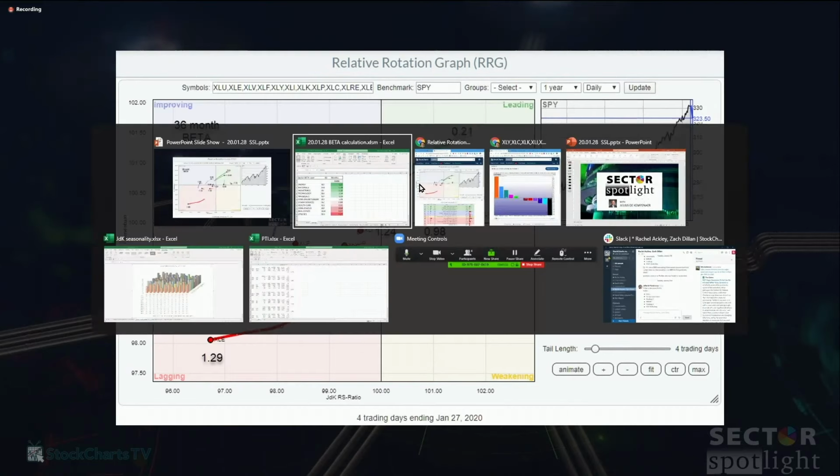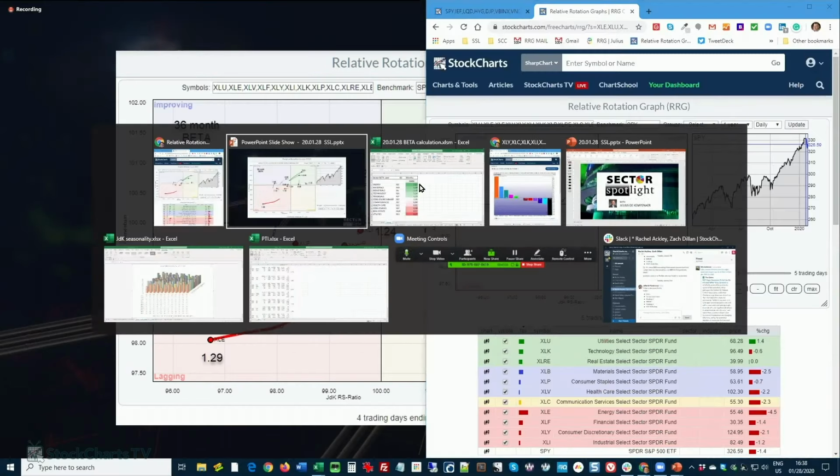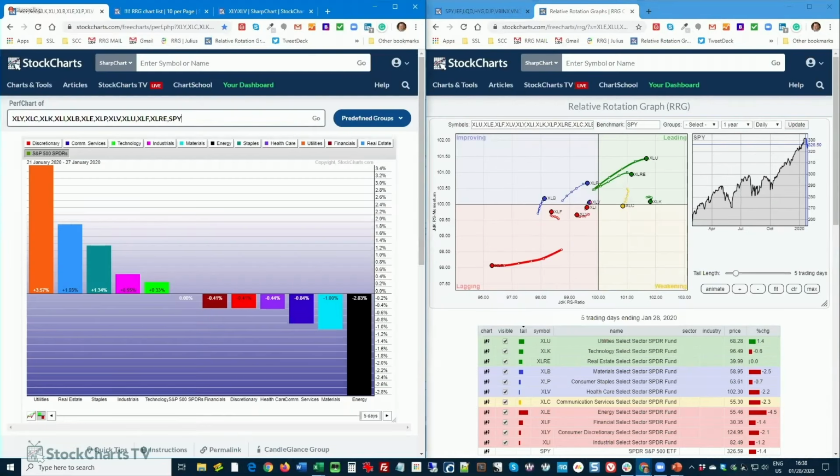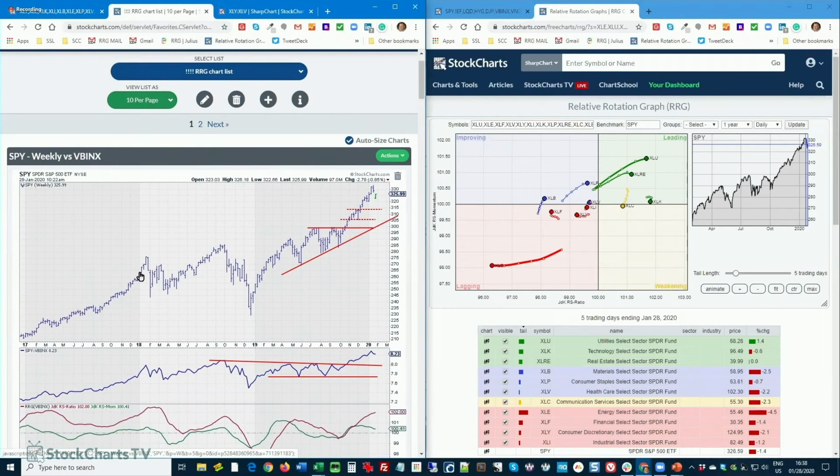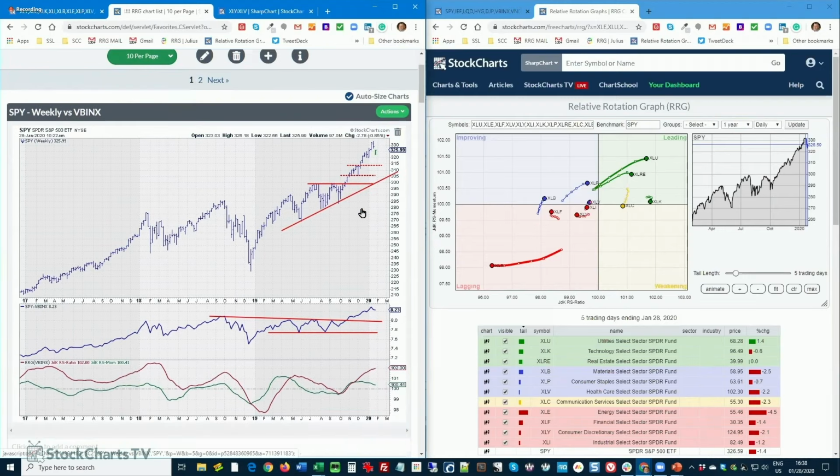Let's get back to some charts here, and I'm going to bring my chart list back up. This is SPY. As you can see, it's a pretty drastic dip, but in terms of trend, nothing much happened. And even against VBINX, stocks are still good. They're rolling over a little bit, but the long-term trend did not get damaged yet, I have to say.